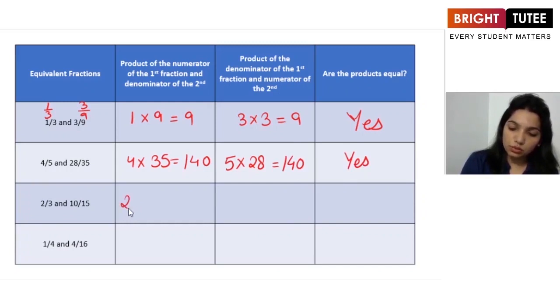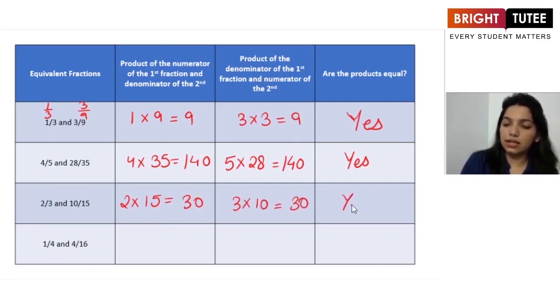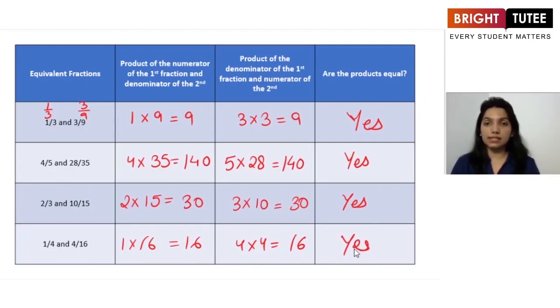Moving to the next one. What is 2 times 15? It is 30. And what is 3 times 10? It is 30. Again they are equal, right? The last one. What is 1 times 16? It is 16. What is 4 times 4? It is 16. So again the answer comes out to be yes. Do you see what we are doing here?